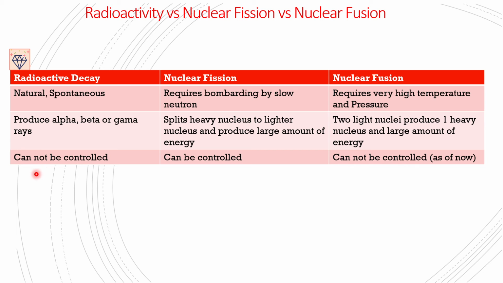Radioactivity cannot be controlled at all, and we don't know how much radioactivity will happen when, whereas nuclear fission can be controlled. In case of nuclear fusion, this is still under experimentation. As of now, as of today, we can say that nuclear fusion cannot be controlled.